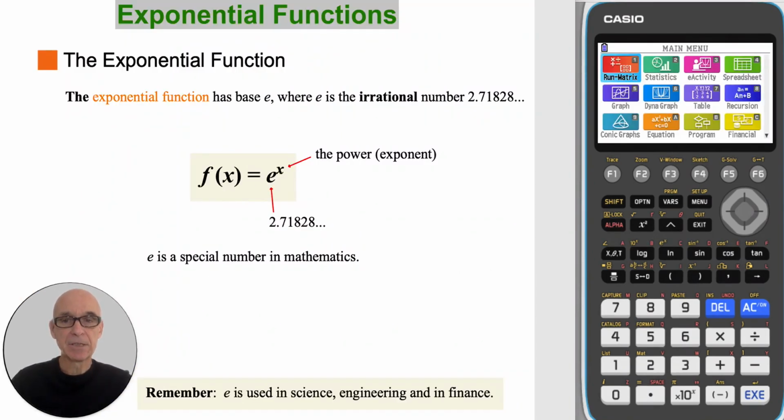The exponential function has a base e, where e is the irrational number 2.718, and so on. E is a special number in mathematics, a bit like pi. E is used in science, engineering, and in finance. There is a special button for E on the calculator.